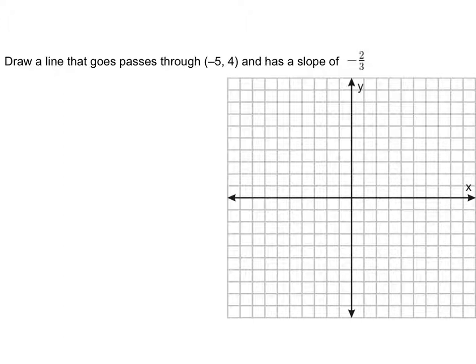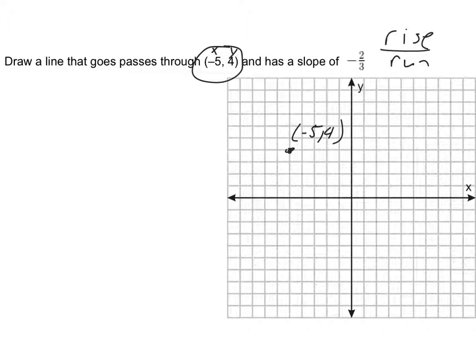Got another example here. Now we're going through the point -5, 4. So that's the first thing I do. X is -5, y is 4. So -5, 4 is right here. -5, 4. So then again, rise over run.